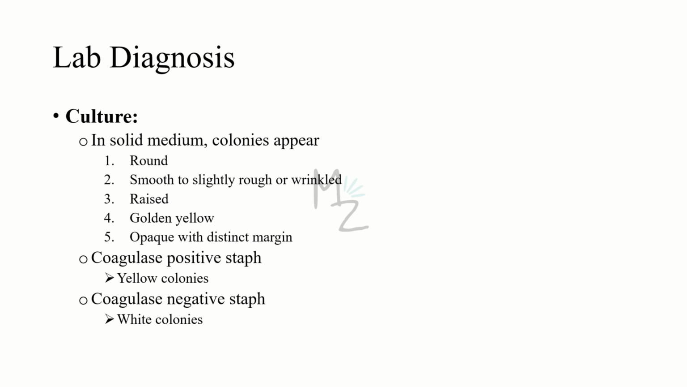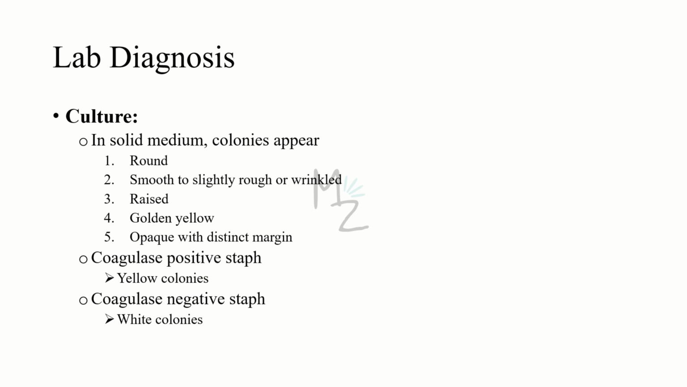Culture. You are going to look at two cultures, one solid medium, the solid culture, and the other one, the liquid culture, the liquid medium. In solid medium, normally we use the mannitol salt agar. Colonies appear, and these colonies are round, smooth to slightly rough or wrinkled, raised, golden yellow, but it depends on the type of bacteria. It is opaque with distinct margin.